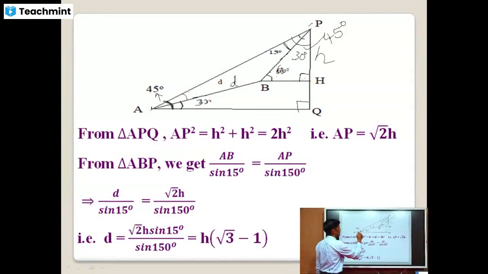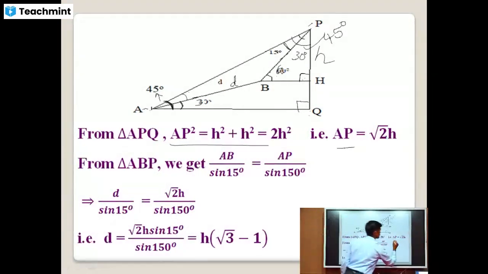Now, here we can observe that angle APQ is 45 degrees, and angle PAQ is also 45 degrees. Therefore, this is an isosceles triangle. These two sides AQ and AP are equal. Therefore, using Pythagoras theorem, AP squared is h squared plus h squared, which equals 2h squared. So AP is equal to root 2 times h. So after getting AP, this side is known to you. This angle is known, this angle is also known, and this distance is d.